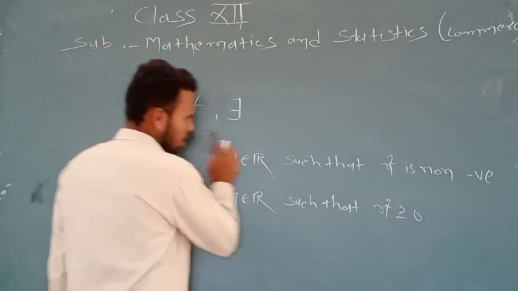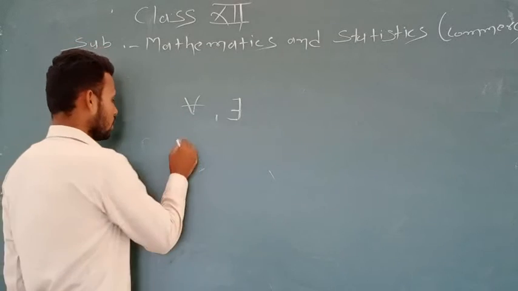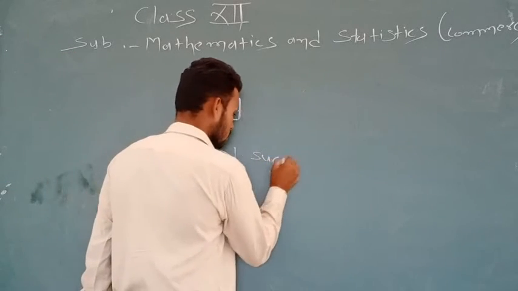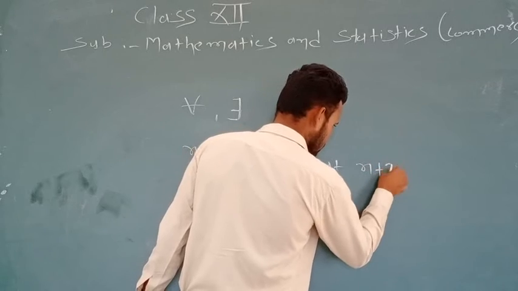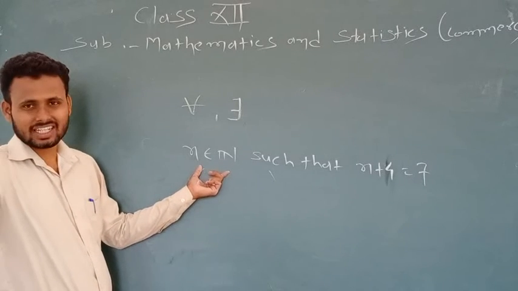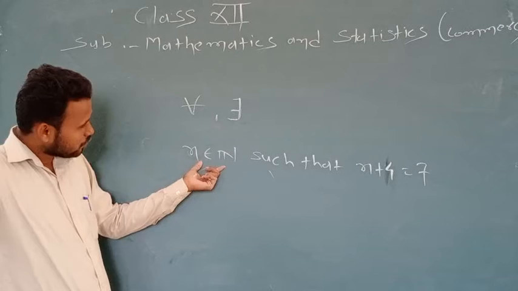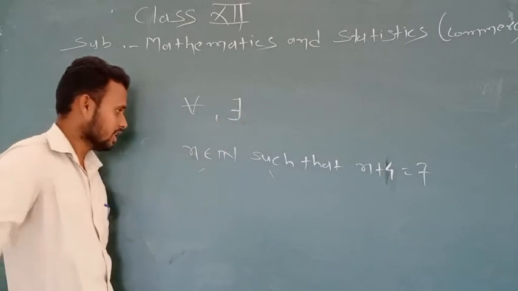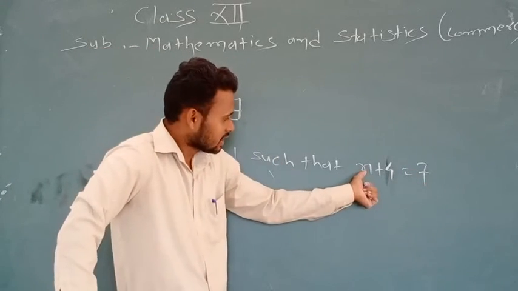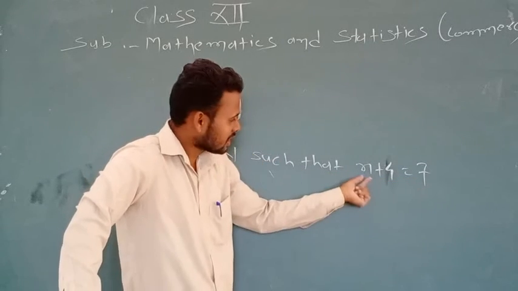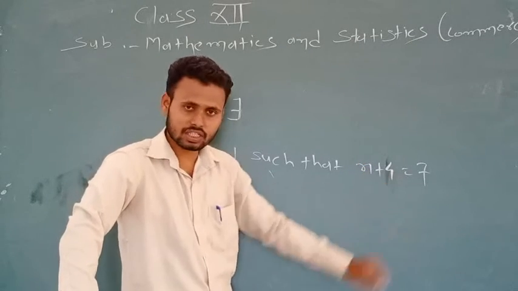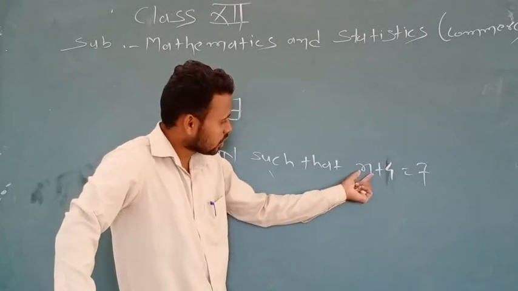Next, another example: for x belongs to natural numbers such that x plus 4 is equal to 7. This is also a sentence. Now we can write this sentence in mathematical form with the help of the quantifier there exists. The value of x must be a natural number that makes the equation equal to 7. There is only one natural number, 3. If you put x equal to 3, this equation is satisfied. If we substitute any other natural number, the equation is not satisfied.